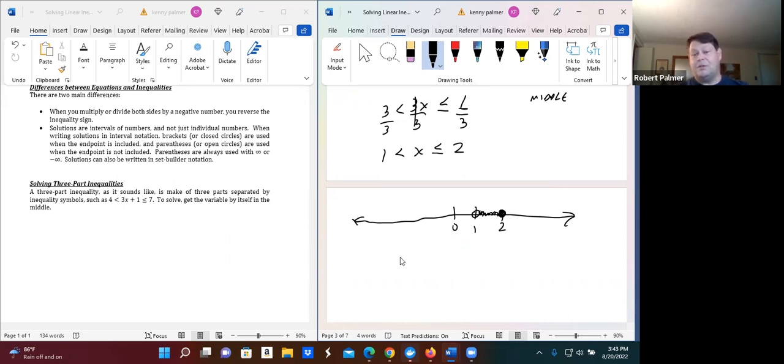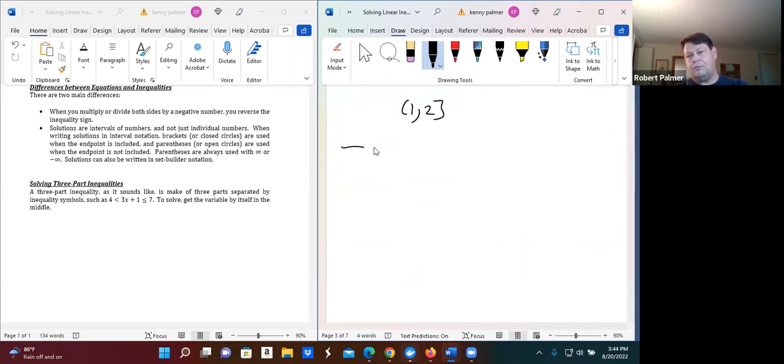So as an interval, my solution is just going to be 1 to 2. Then 1 is not included, so a parenthesis. 2 is included, so a bracket. That's my solution. Let's do one more of those. Number 2, let's say we have -3 is less than or equal to 1 minus x, which is less than 4.